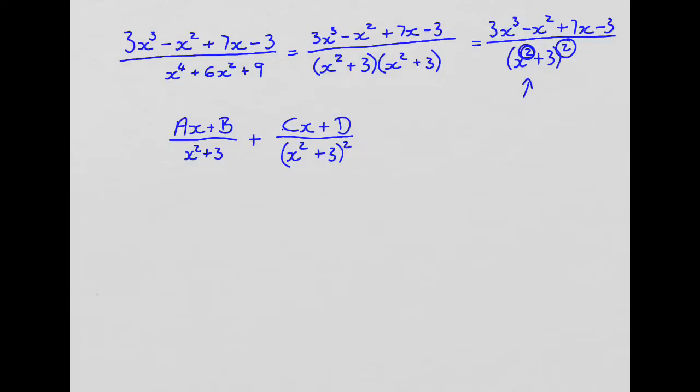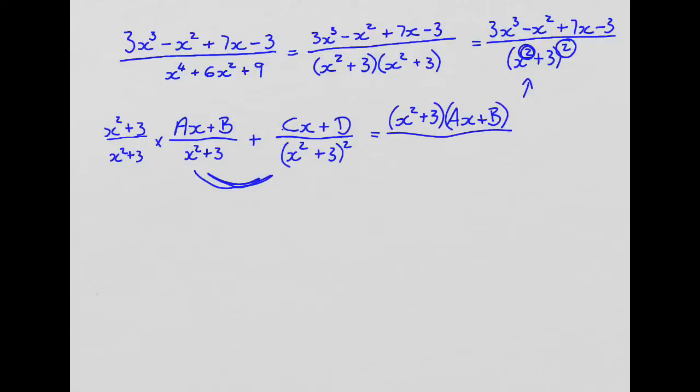From here, we have to put these two back into one fraction. That means I need an x squared plus 3 in the denominator in this term. So therefore, I'm going to multiply with x squared plus 3 over x squared plus 3. So that will end up to be x squared plus 3 times ax plus b, plus cx plus d, and that is everything over x squared plus 3 squared.